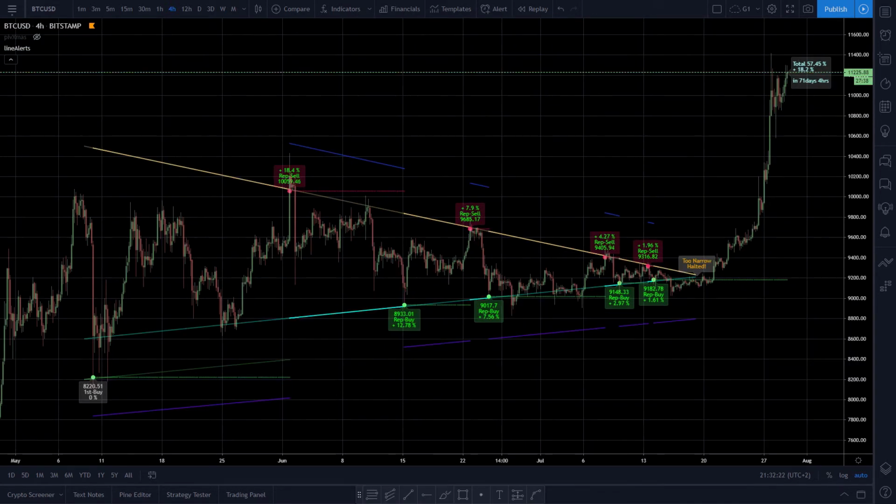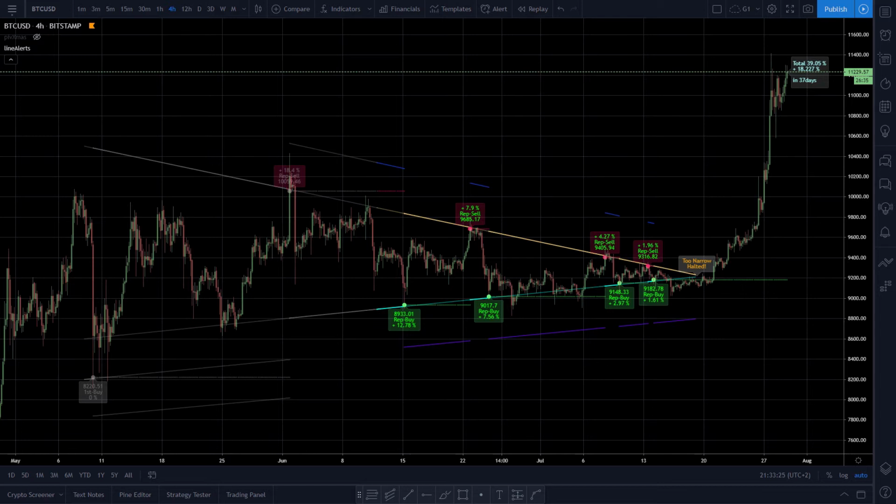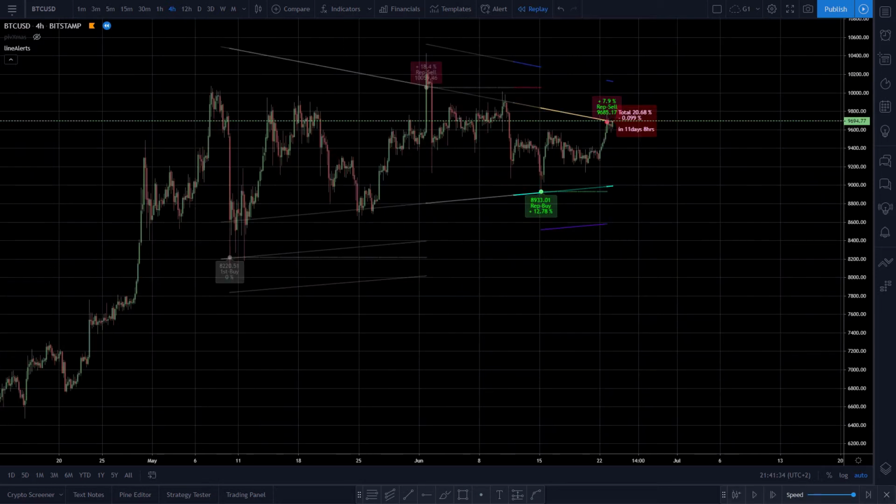When a pattern begins a few weeks back and it is still expected to last for another few weeks, the active after hours parameter provides an opportunity to have lineAlerts calculating profit and activating alerts from a chosen point in time after the pattern has begun. The lines and labels are colored gray in an inactive first part of the pattern. This would normally be the time it takes to recognize and set the trend lines.